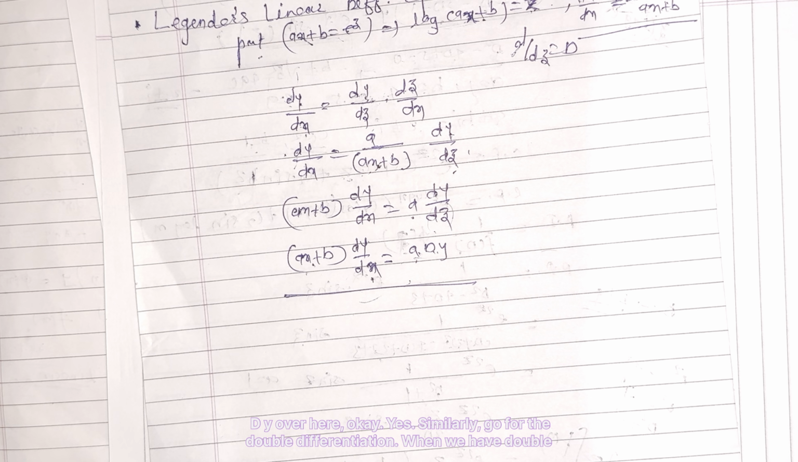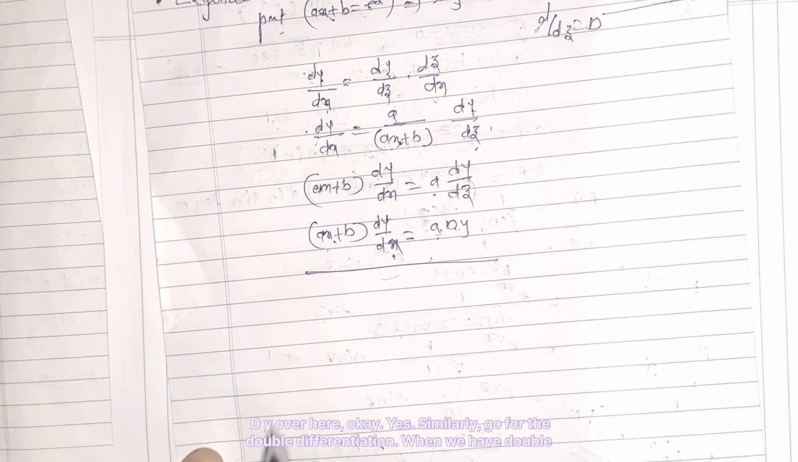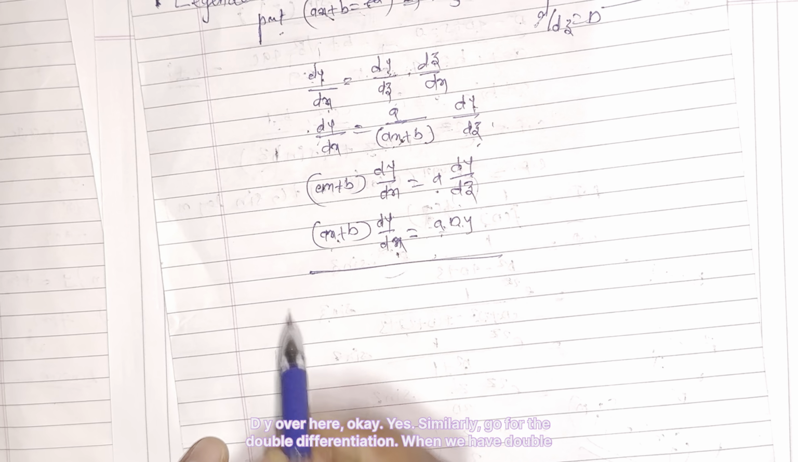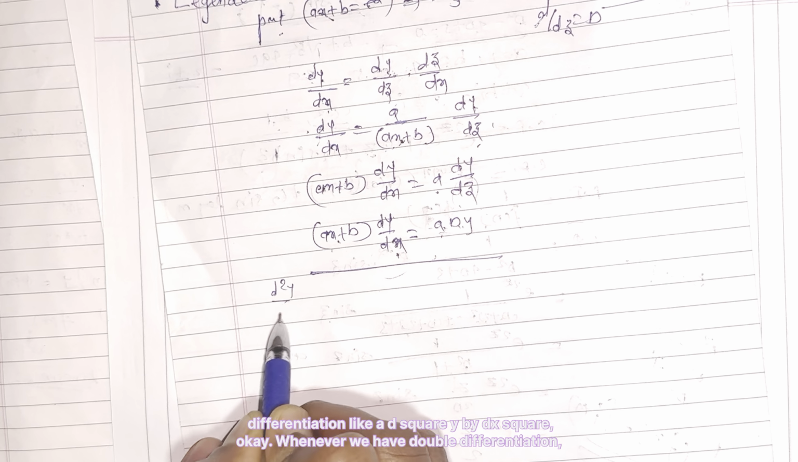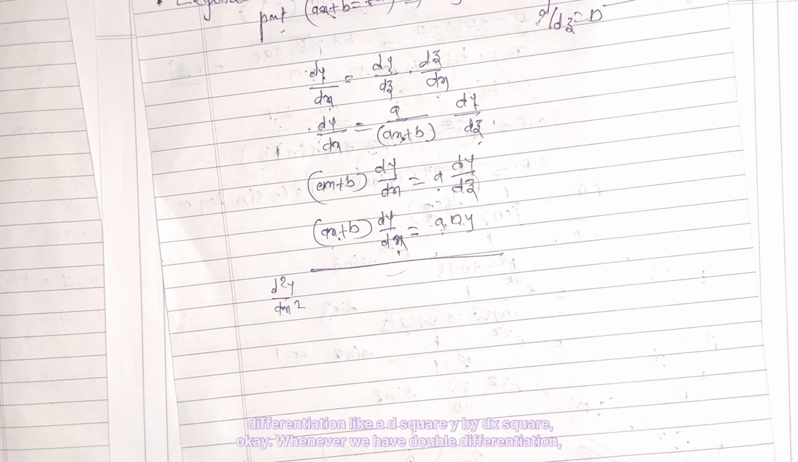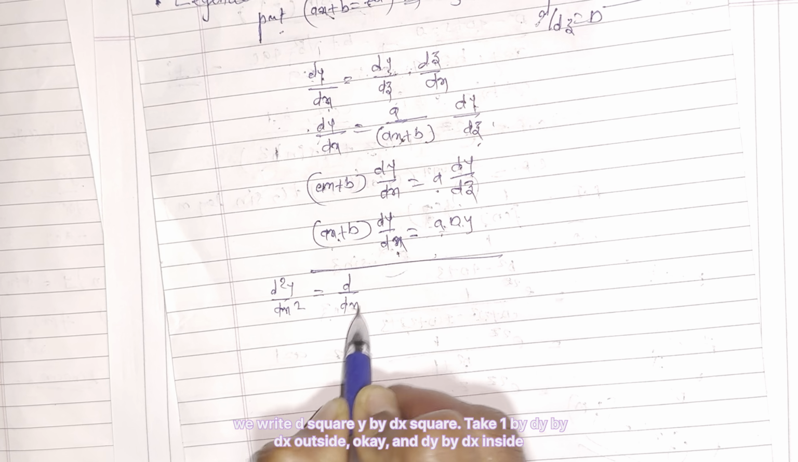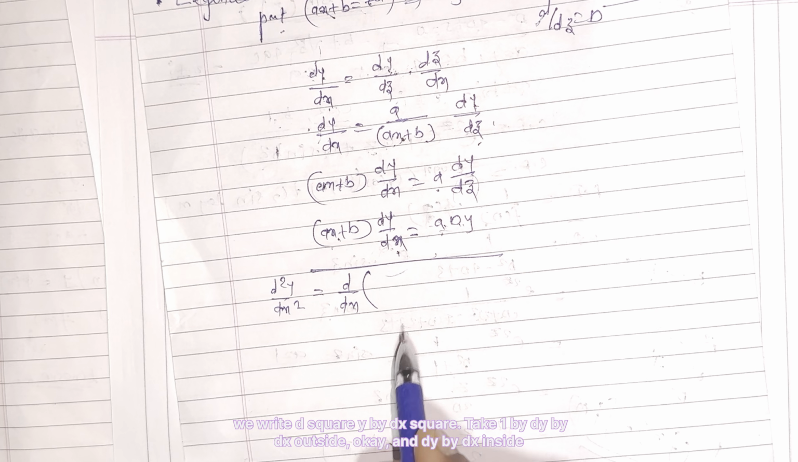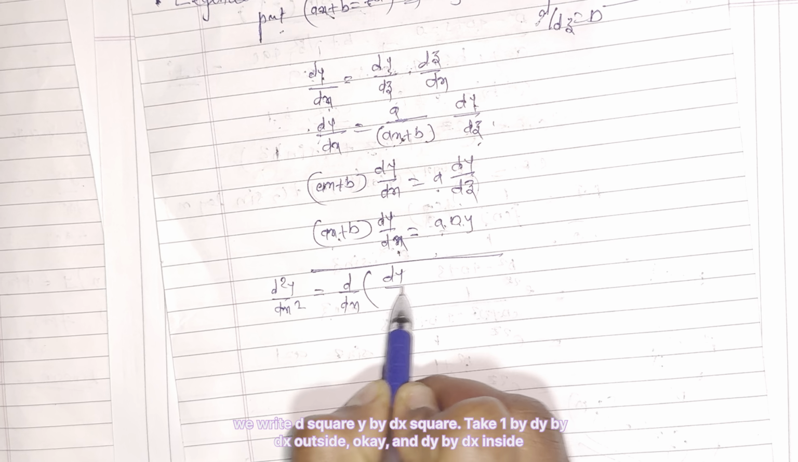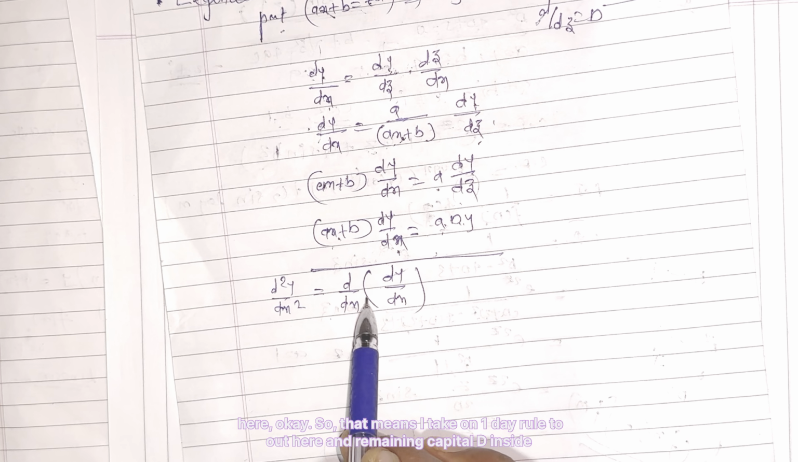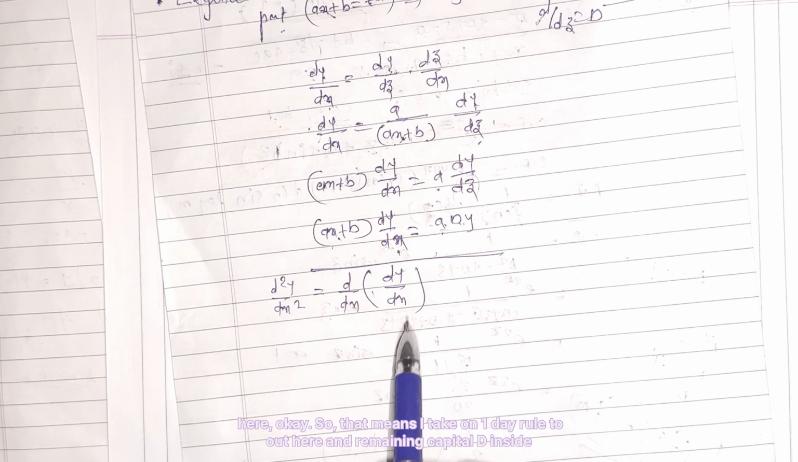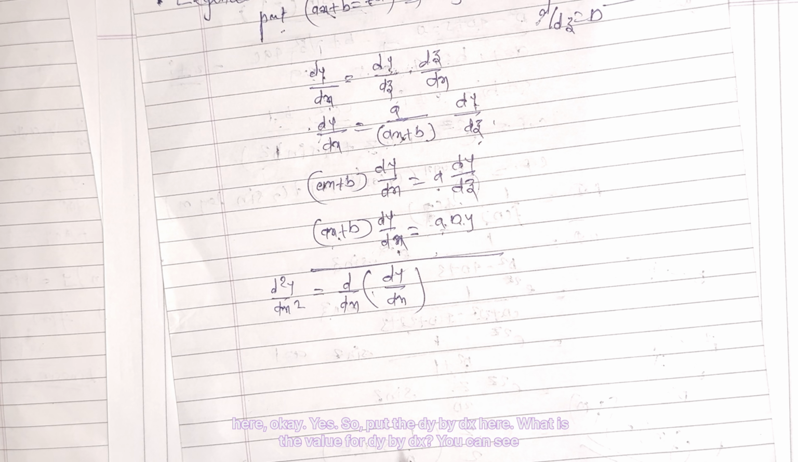Similarly, go for the double differentiation. When we have double differentiation like d square y by dx square, we write d by dx outside and dy by dx inside. That means I have taken one derivative out and kept the remaining inside here. So put the dy by dx here.